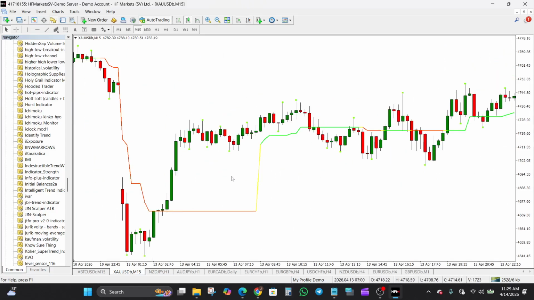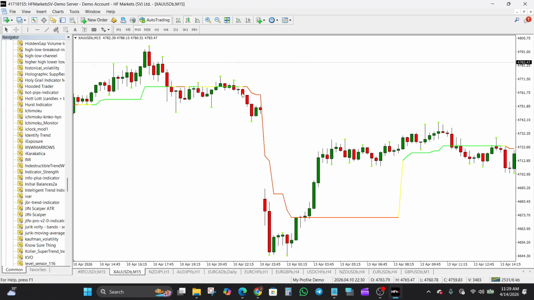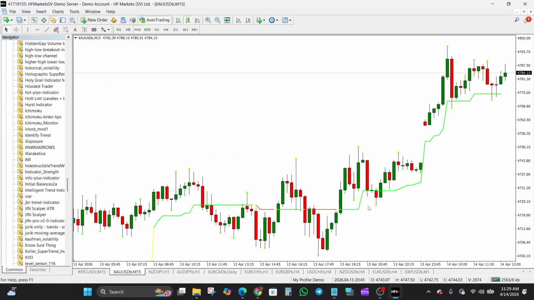When the color of the line is red and you have your candlesticks below it, it shows a bearish trend. You want to sell within that trend. And then when the line changes color to green and you have your candlesticks above it, it shows a buy trend and you want to buy within that trend.